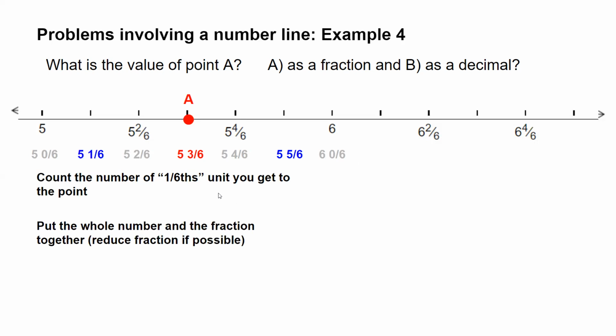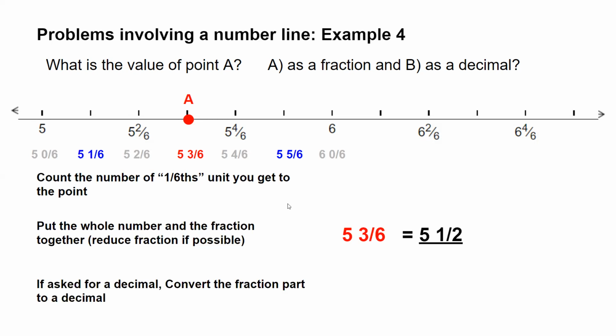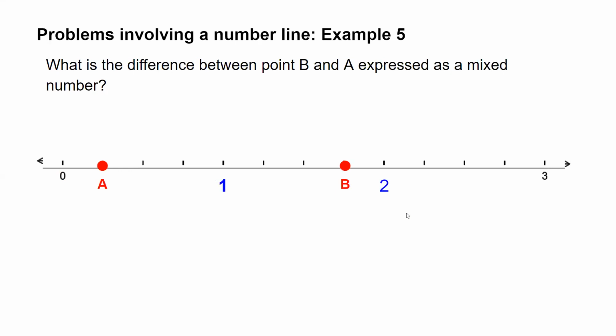We put the whole number and the fraction together. 5 and 3/6 is equal to 5 and 1/2 when we reduce 3/6. Always want to try to reduce that fraction to get that in the lowest form. If we're asked for a decimal, convert that fraction part to a decimal. 1/2 is the same as 0.5. So we add that to, not to 1, we add that to 5, and we get 5.5. Little typo in the slide there. Forgive me for that.